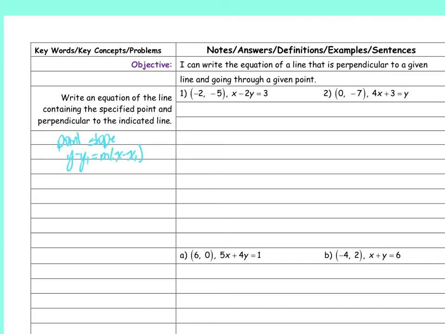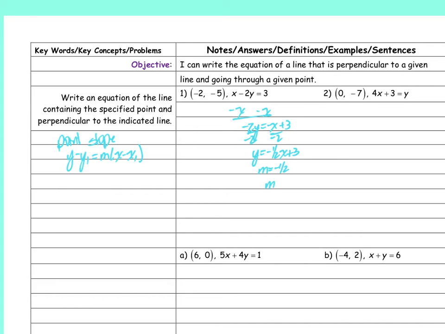So I need to find the slope of the line that's perpendicular to this line. So again, I want to solve for y first. So I'm going to subtract x. And I get negative 2y equals negative x plus 3. Divide by negative 2. Y equals negative 1/2 x plus 3. So the slope of my line is negative 1/2.